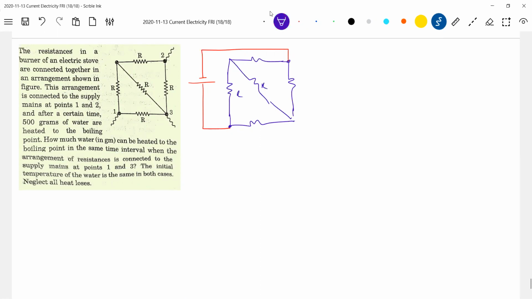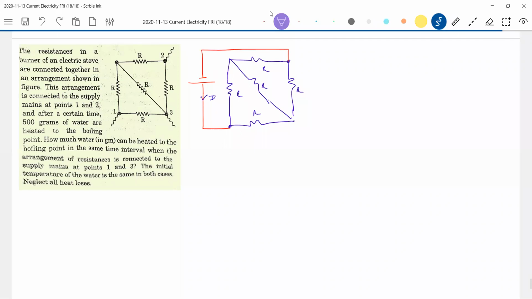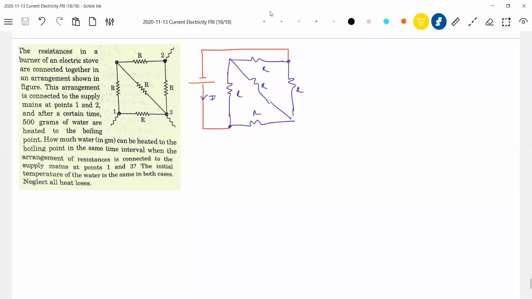Resistance of all the things is R. So definitely a current I will flow. This I will branch out. So what to do with this R? I think this R can be removed here, no? No current flows through this resistor.